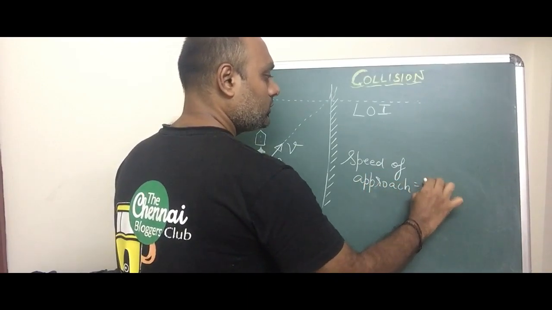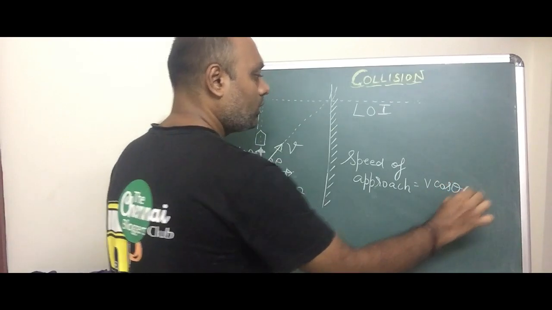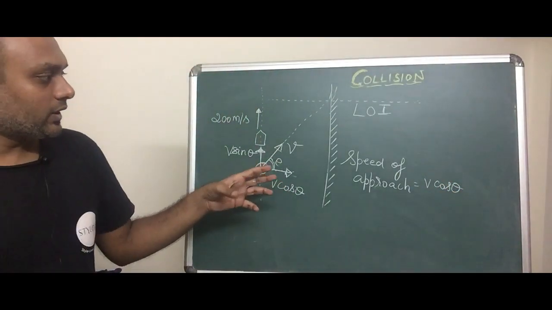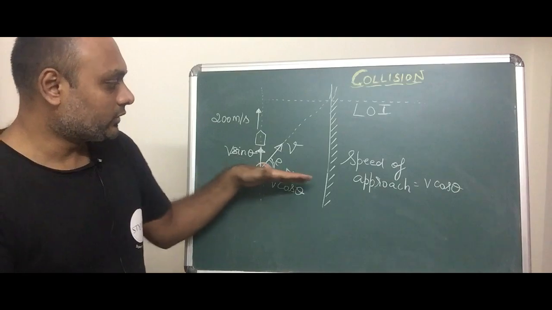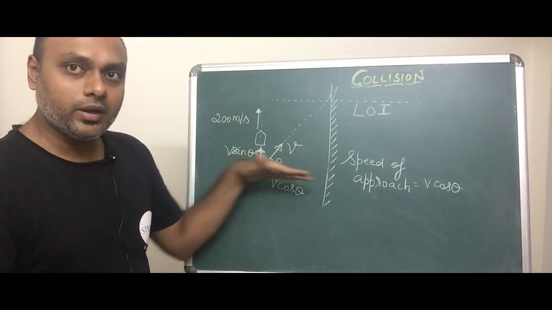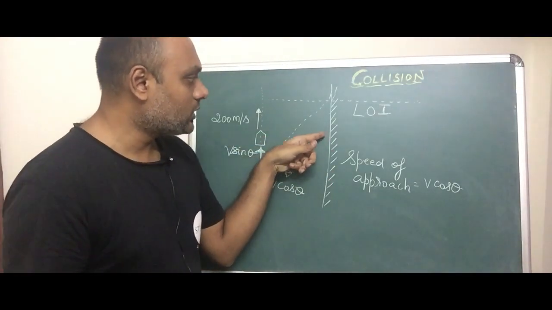The speed of approach is V cos theta. Right? I hope you are able to understand the situation. So that V cos theta is what is bringing that particular object closer towards the wall.